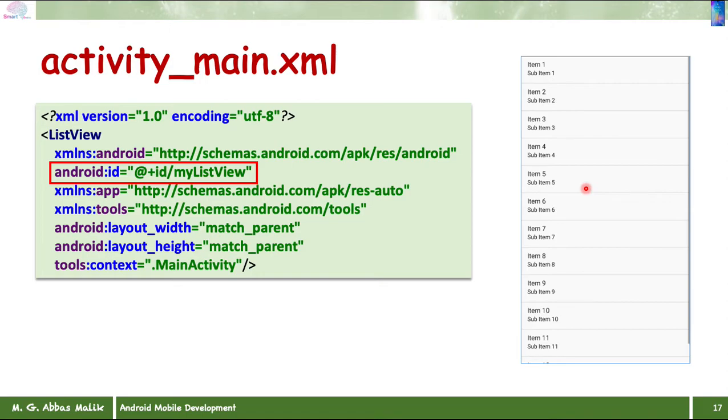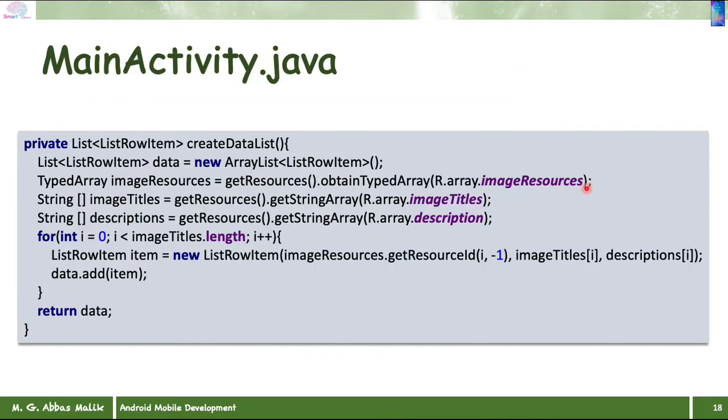Instead of having that constraint layout, we are replacing it with the list view and assigning an ID to it. Second thing, we need to create that data list. Remember that we have put all the things inside our strings.xml. We need to make sure that it becomes a list of list row items. So we need to get all the data which we have created inside our strings.xml and convert it into a Java variable or Java list. That is what we are doing here. So we say createData method, which is going to return a list of row items to us. Here we say list row item data is equal to new ArrayList. That will create an empty list because in the beginning there is nothing.